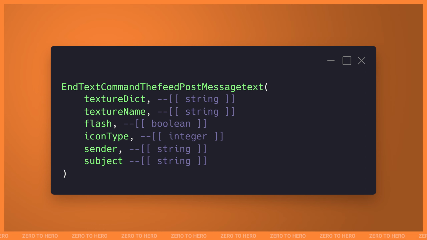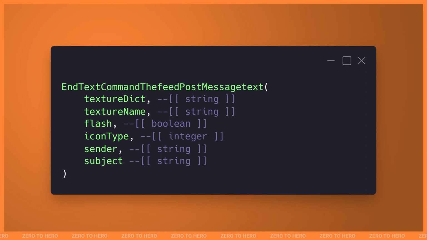All right, for advanced notifications, it's almost identical to what we've done before. In fact, the first three parameters and the last parameter are all the same, but right before the last parameter, we add another call to end text command the feed post message text. Once again, these natives are not making a lot of sense, but let me explain effectively what an advanced notification is. So an advanced notification is going to show an image, like a title and a subtitle. They call it sender and subject. And then we can also display an icon as well.